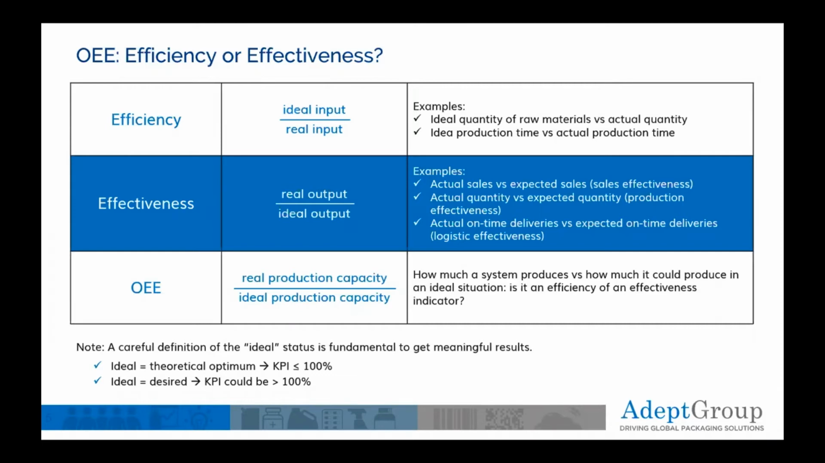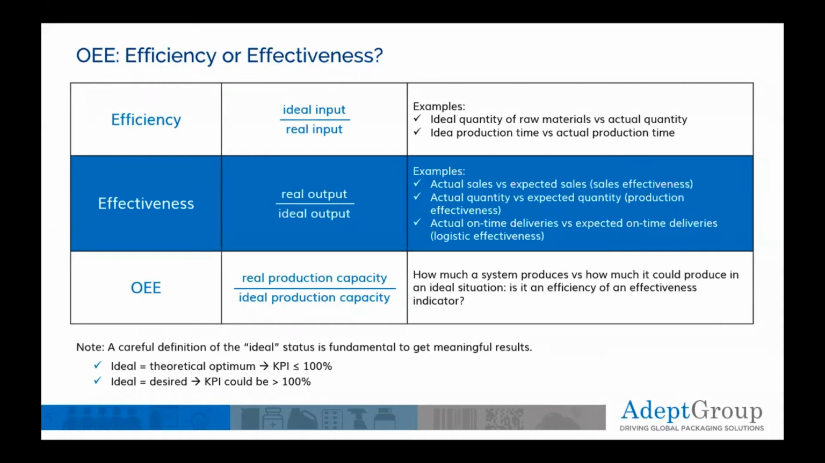Conversely, effectiveness is a ratio between outputs. So, for example, the sales effectiveness can be the ratio between actual sales and expected sales, or production effectiveness between actual quantity and expected quantity, etc. So, as we have seen, OEE is the ratio between production capacity. So between real production capacity and ideal production capacity. So how much my manufacturing system has been able to do in reality versus how much it could have been able to do in an ideal condition.